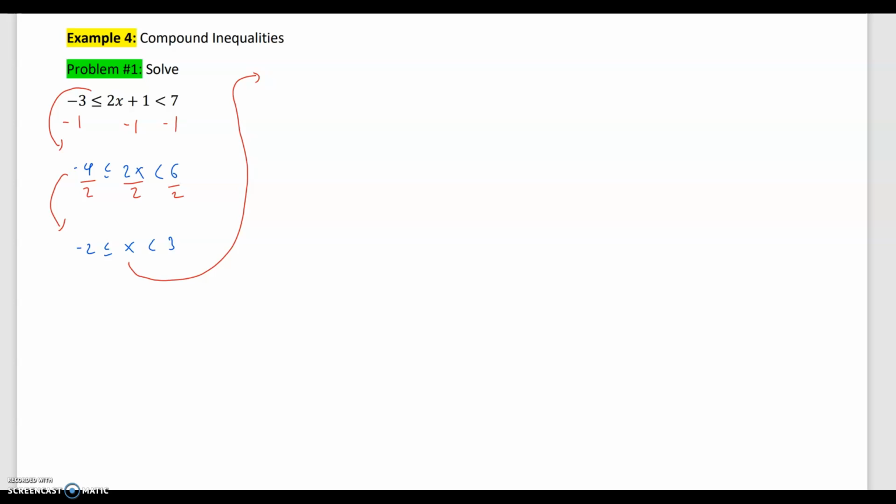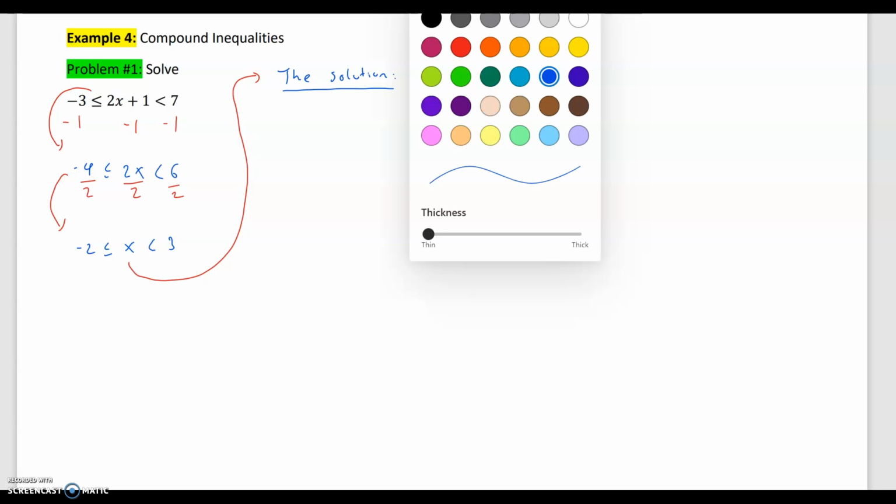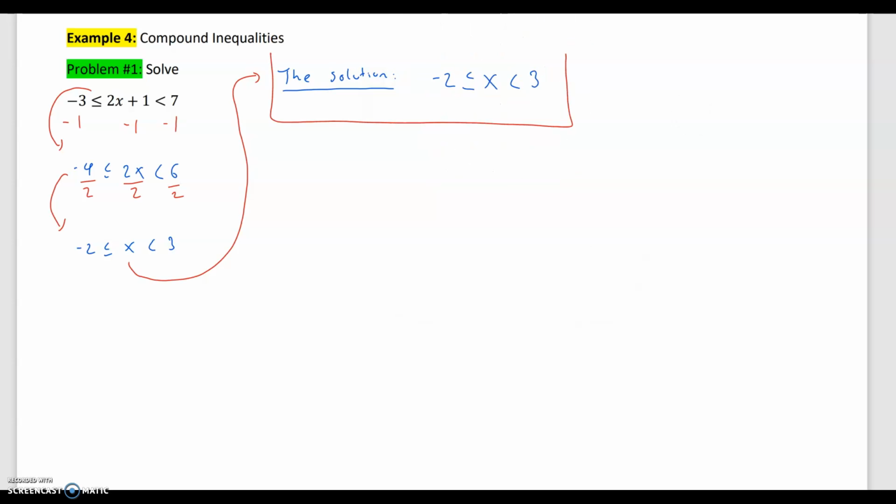This particular one is only asking for us to solve. So let me just write it as the solution. It's going to be that the unknown is bounded by two values. At the lowest value, you're going to have negative 2 less than or equal to x and less than 3. So all the values that satisfy the original statement are values that include negative 2 and any value less than 3. Let me just check the algebra. 6 and then 3, negative 4, negative 2. That's it for problem 1.